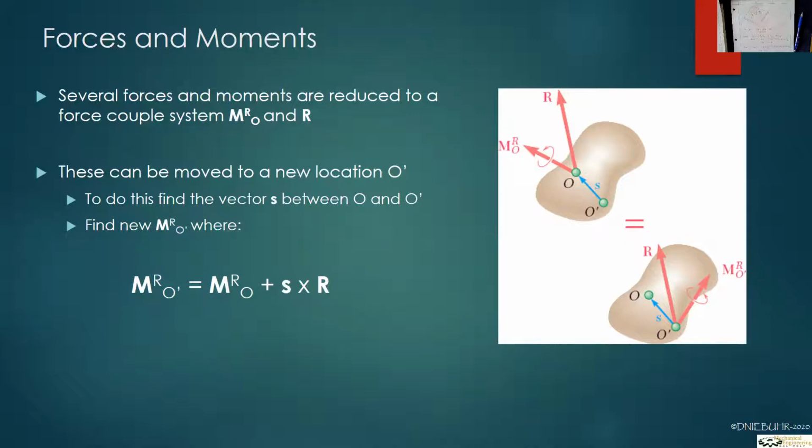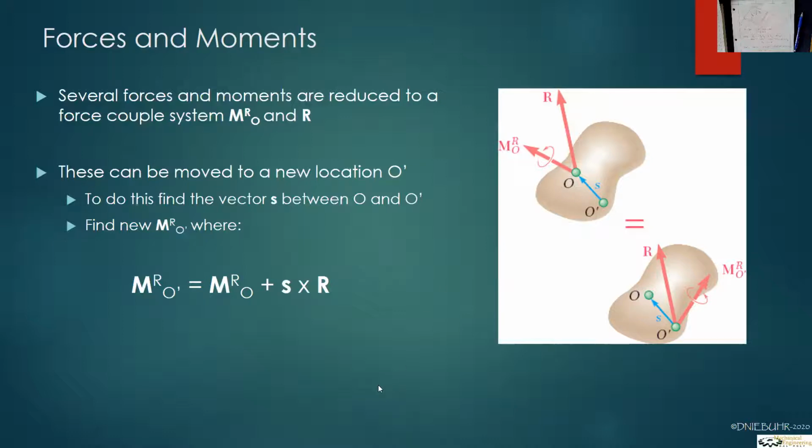Even once you're done with that, if you want to move that to a new location, then you just do the same thing as you did in the example in the last lecture. What I mean by that is you simply take that moment and find its components, because remember, a moment is free to rotate, so that moment is still there at point O.